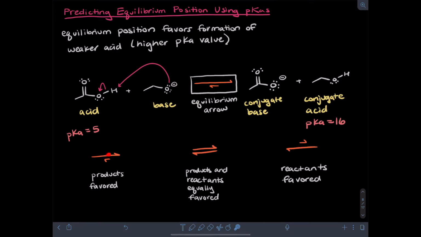If the arrow pointing toward the right is longer than toward the left, that indicates that products are favored. If the arrows are equally long in either direction, that means that your products and reactants are equally favored. And if you have a short arrow going toward the right and a longer one going toward the left, that means your reactants are favored.